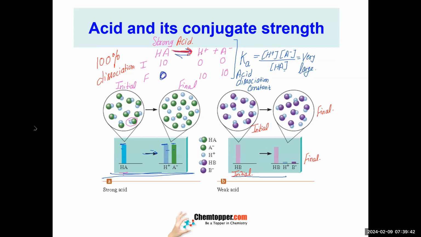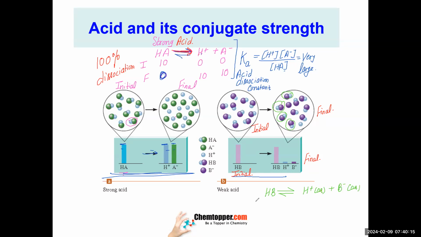Now in this case, HB is undergoing dissociation. Look at the final picture. Do we have undissociated? Yeah, it is not 100% dissociated. You can see that. It is not 100% dissociated because you have HB here, undissociated, right? So I'm going to write down the equation first of the dissociation.